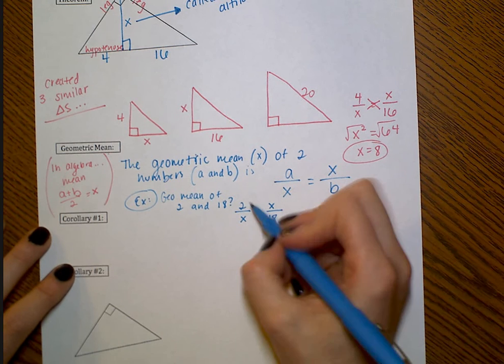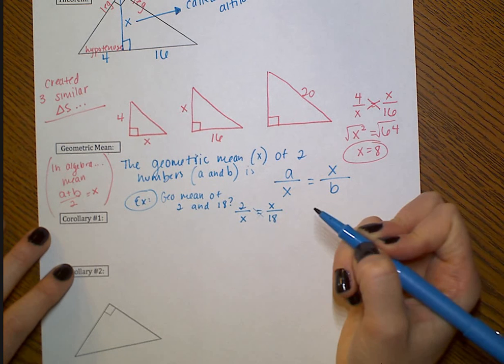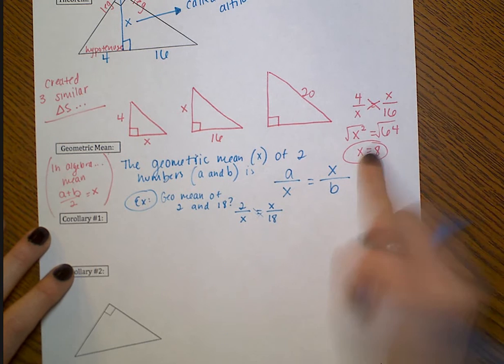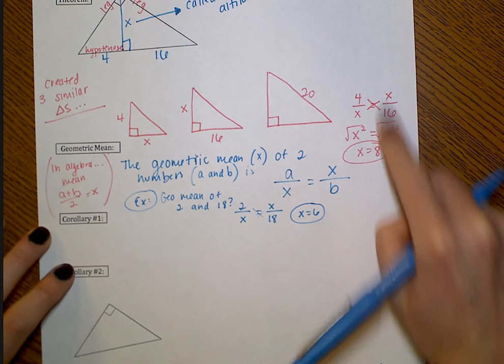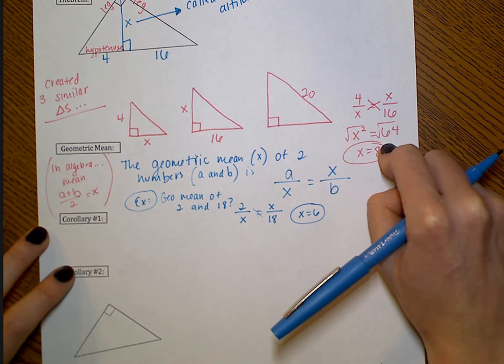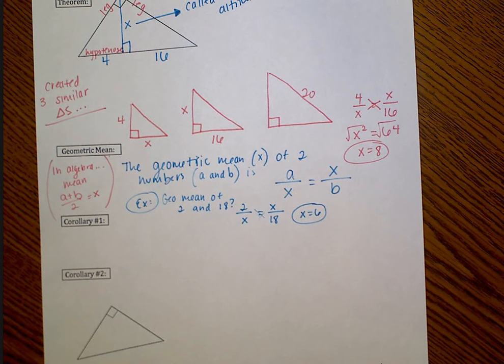So you would do x times x is x squared equals 36, and then you'd square root it, and you would get 6. And honestly, you guys, it's exactly what we did right here. Okay? So that's what they mean if they say find the geometric mean. Okay, you're going to set up a proportion.